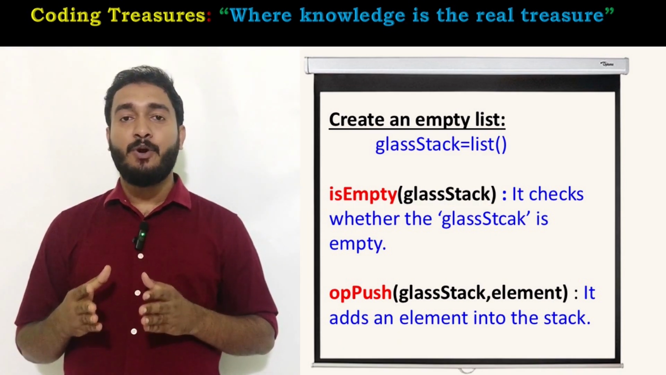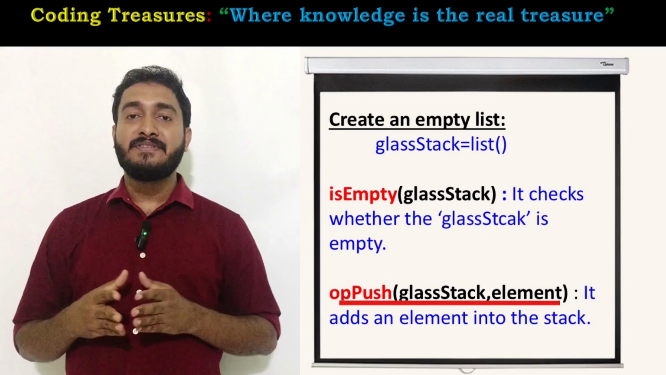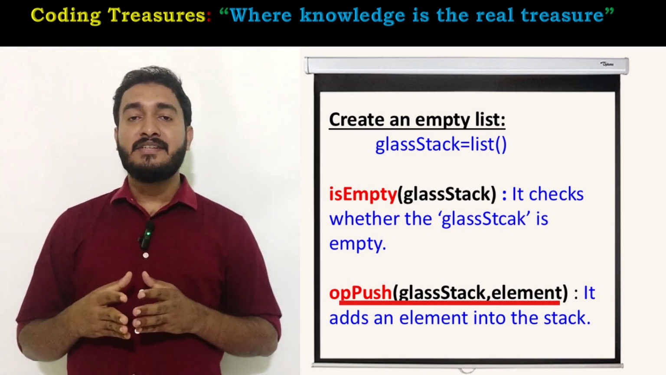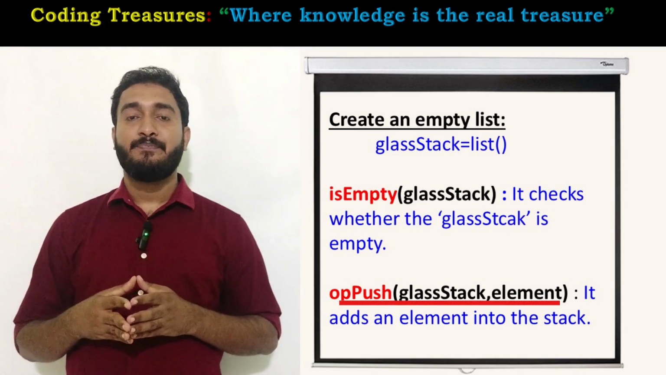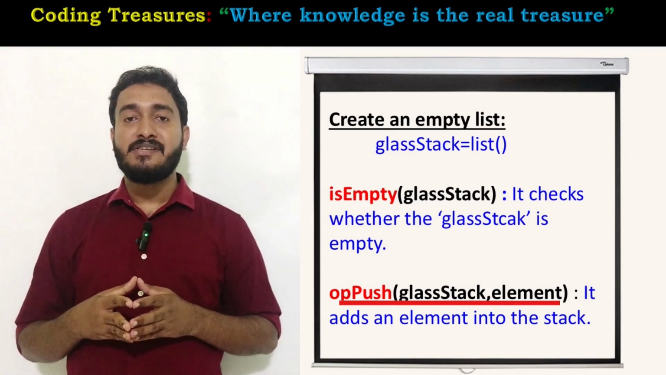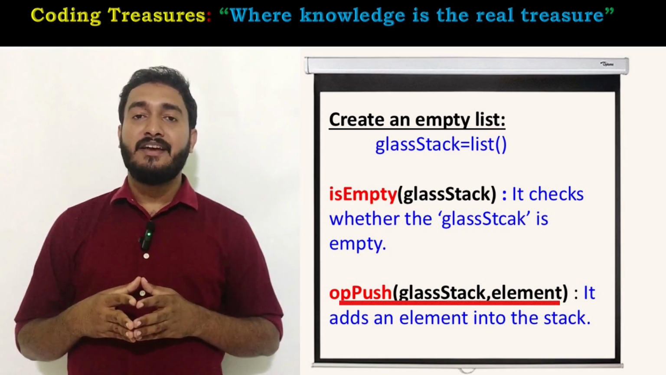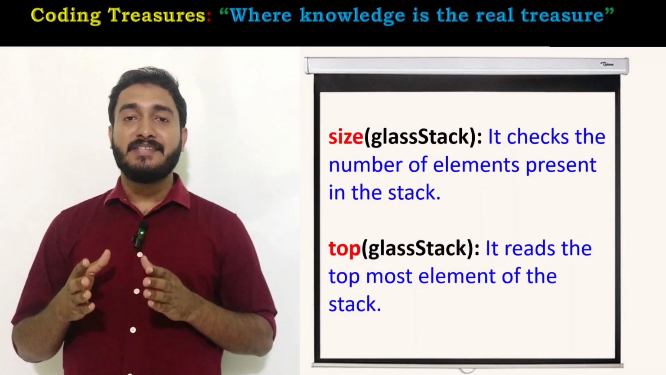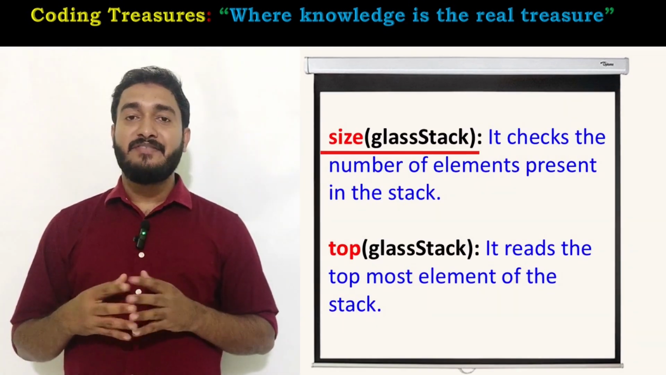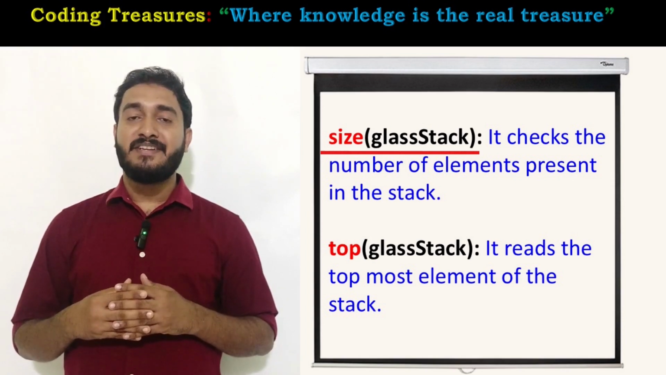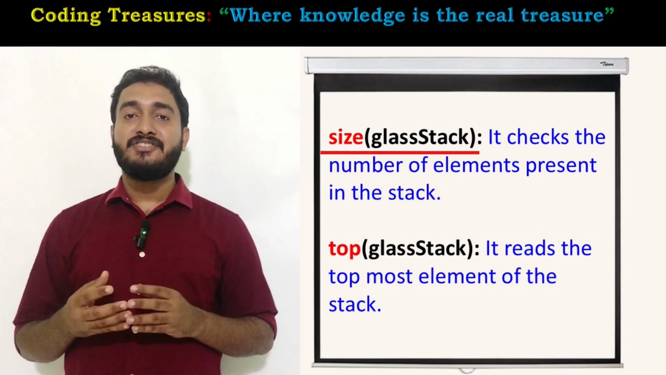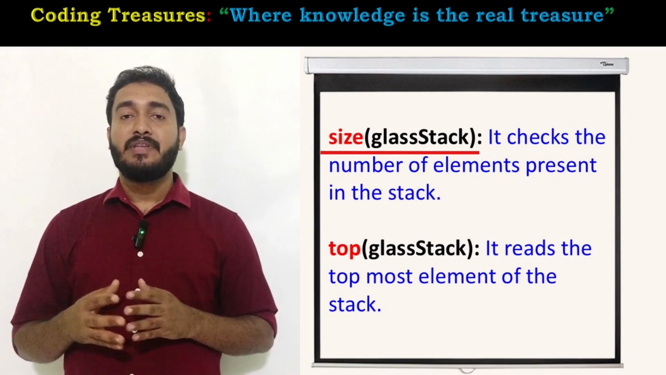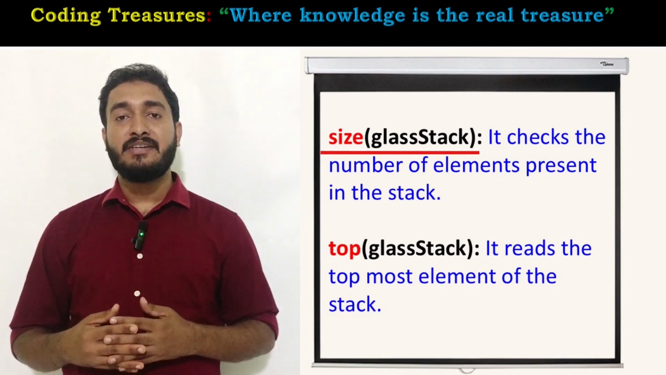The second function is op_push. So it represents operation push. This function will insert a new element into the stack. So it needs 2 parameters, the name of the stack and then the element to be pushed onto the stack. Next we have size function. Size function will return number of elements present in the stack. So it returns an integer value. If there are 2 elements in the stack, it will return 2. If there are 3 elements in the stack, it will return 3.